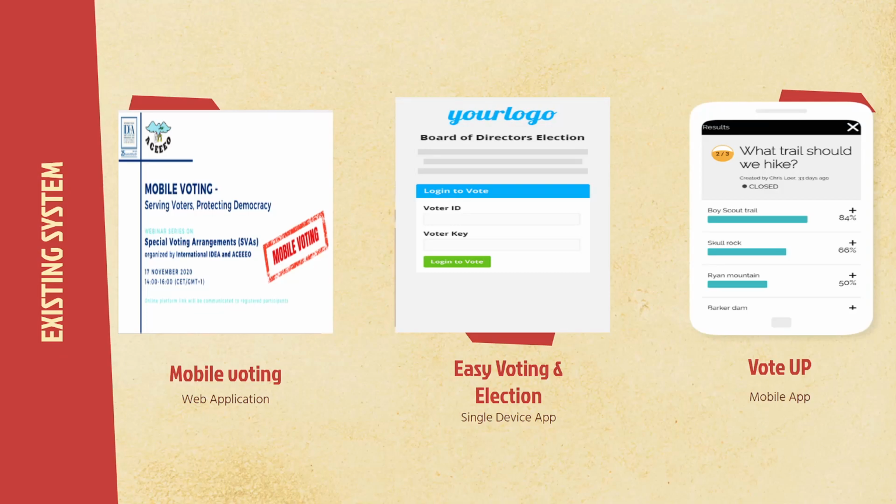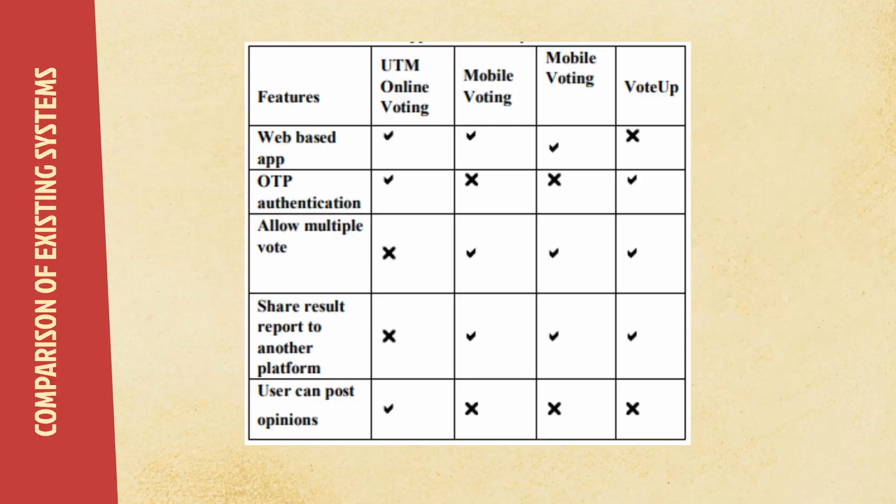There are some existing systems for online voting. First of all is Mobile Voting, it's a web application. Second is Easy Voting and Election, it's a single device application. Third one is Mobile Vote App, it's a mobile app.